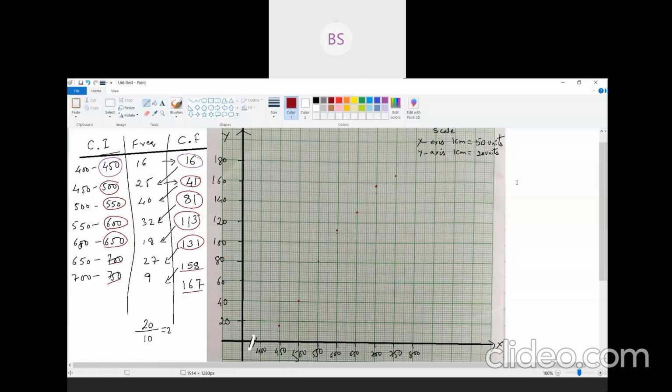Yes. Once we mark this, you have to see the lowest class interval, that is 400, right? The graph should start with the lowest class interval, that is 400. Yes. So you also have to mark this, and then from here you have to draw the curve. So this will be your ogive curve. I hope you all have understood this.